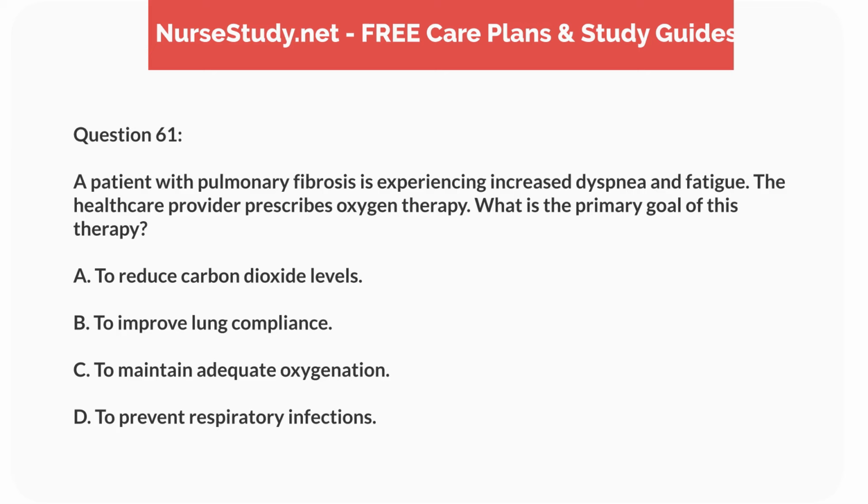Question 61. A patient with pulmonary fibrosis is experiencing increased dyspnea and fatigue. The healthcare provider prescribes oxygen therapy. What is the primary goal of this therapy? A. To reduce carbon dioxide levels. B. To improve lung compliance. C. To maintain adequate oxygenation. D. To prevent respiratory infections.